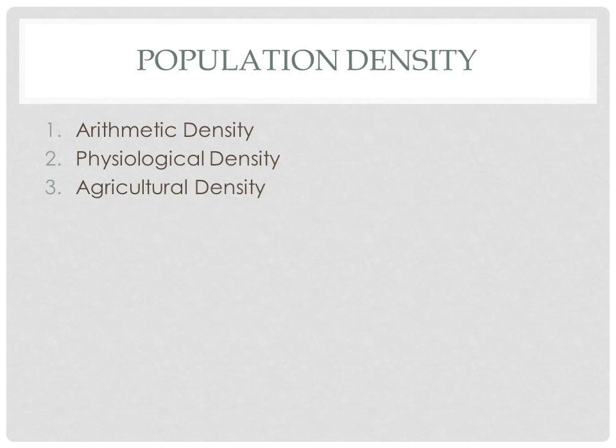So all 3 of these measure the number of people in a given area of land. People to land. And they measure different groups of people, they measure different kinds of land. But just understand what we're talking about here when we say density. We're counting the number of people in a given area of land. And there's 3 different ways to measure that: arithmetic, physiological, and agricultural. So let's start out with arithmetic.